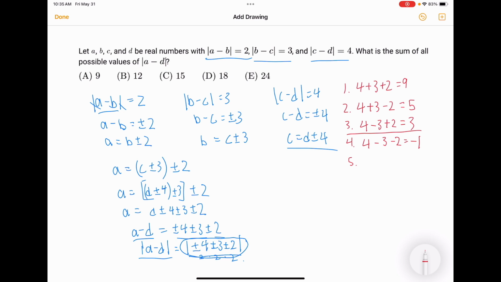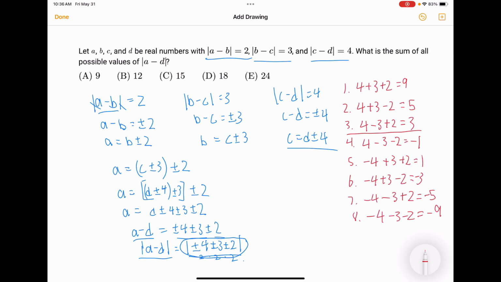Now that I have the 4 different values for positive 4, we can go in with negative 4. So we can do the same thing, negative 4 plus 3 plus 2. That would give us 1. So we have all of the different 8 values that we got. And now we can just go over and see which ones are possible.